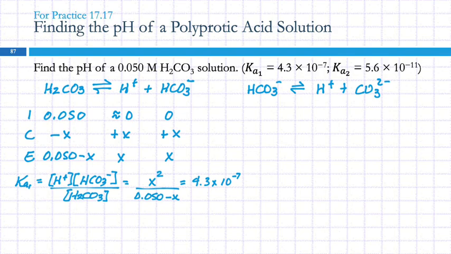So we can try using the x is small approximation to see what we get. So we're saying x is small enough that subtracting it from 0.05 doesn't really change anything. And so then we'd end up with x being equal to the square root of 0.050 times 4.3 times 10 to the minus 7.